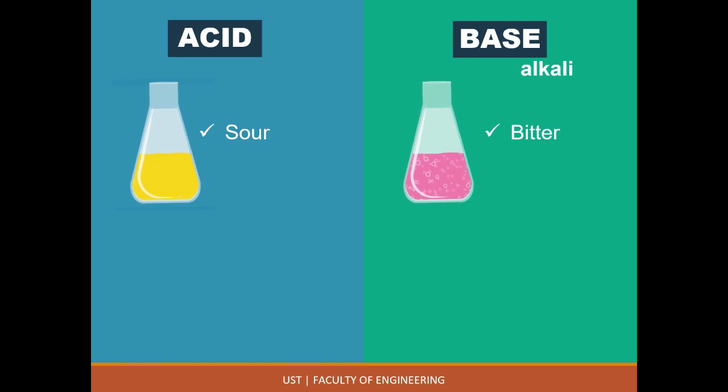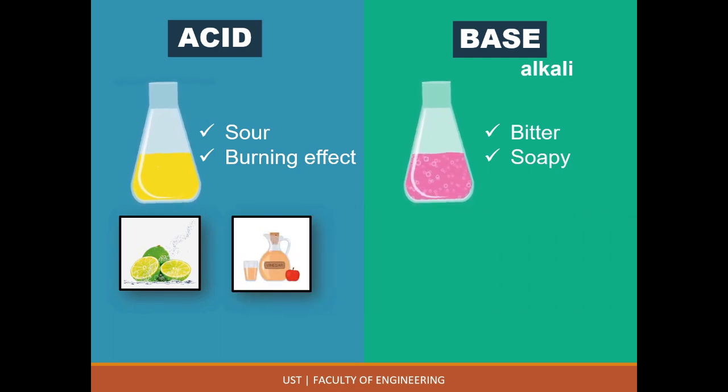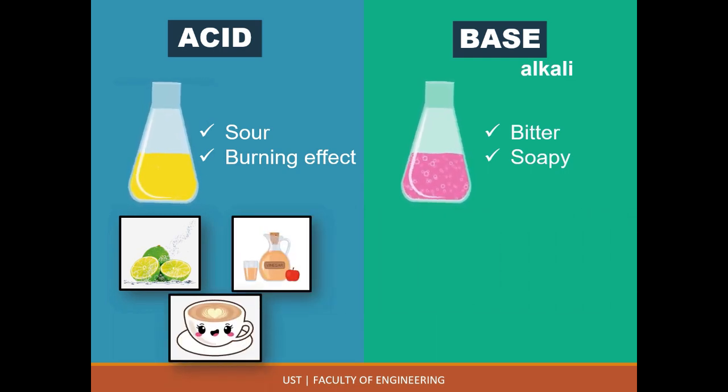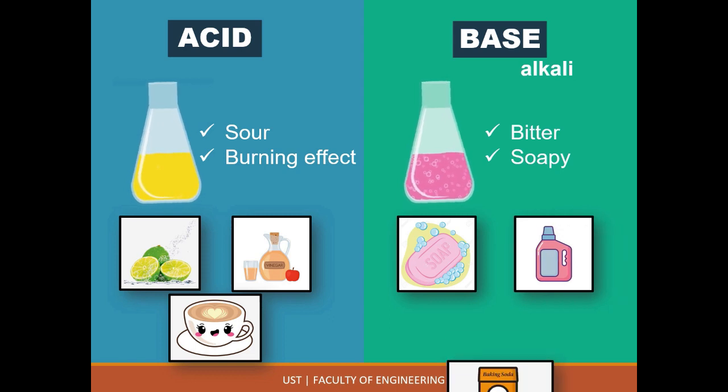Acids are known to create a burning effect on whatever comes in contact with them. They can, depending on their strength and concentration, erode surfaces or burn the skin. Bases, when added to water, give foam and feel soapy or slippery when touched. The best examples of substances that contain acids include citrus fruits like calamansi, vinegar, and our beloved coffee. The best examples of bases include cleaning materials such as soap and detergent, and baking soda.